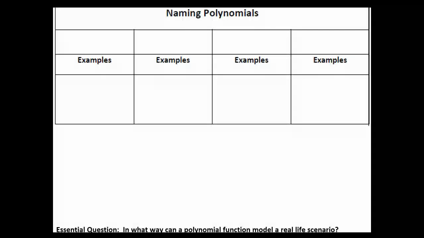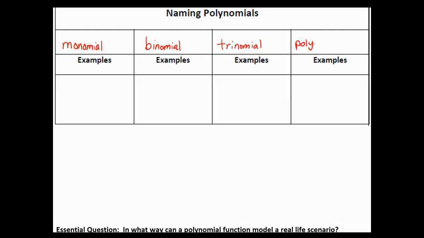So naming polynomials. I first want you to write these words. The first word is monomial. Mono, I know in Spanish means hand, but mono also means one. The next word is binomial, and bi means two. The next one is trinomial, and tri means three. And then after 3, we have for 4 or more terms, we just have a general word. It's called polynomial. Poly means many. It's polynomial.